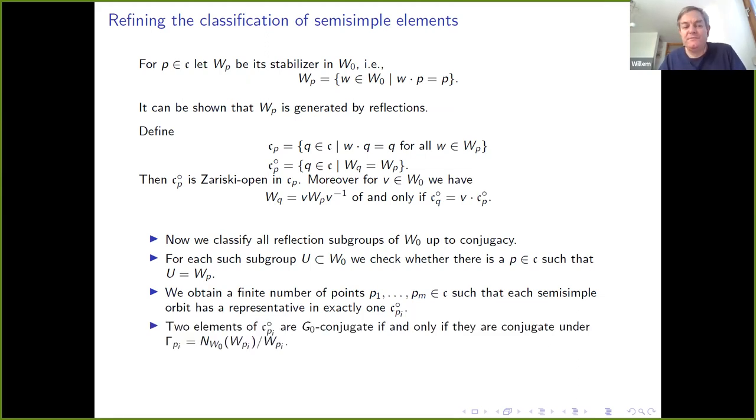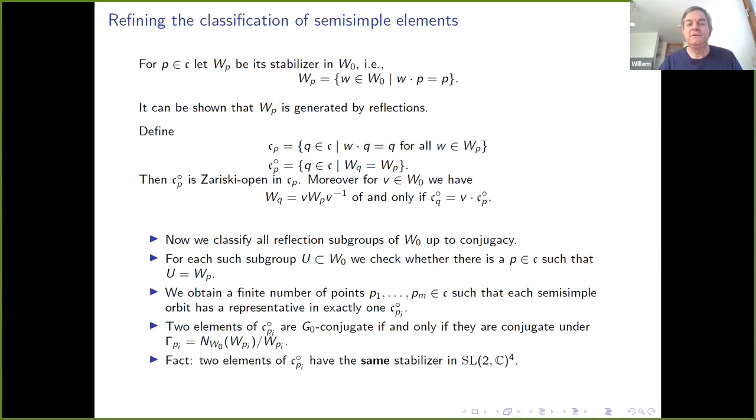And moreover, you can define another little finite group, which is a quotient of a subgroup of the Weyl group W naught. I will not go into what exactly it is. The formula is written here, but it doesn't really matter. Starting from the Weyl group, you find some other small group. And two elements of one C_Pi naught are G naught conjugate if and only if they're conjugate under this small group. And a very, very important fact is that two elements of the same C_Pi naught have the same stabilizer in SL2 to the fourth. That will be very important in the sequel. Many things would not be possible if this were not true.